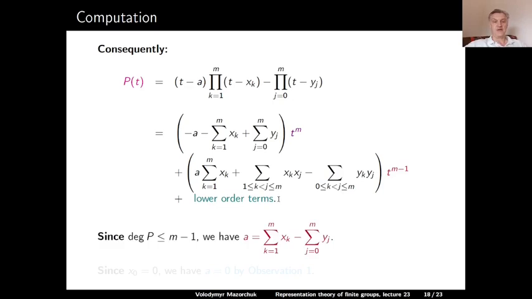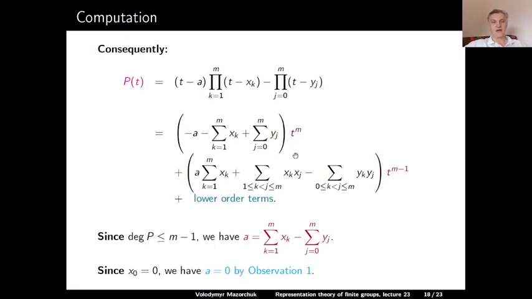We know that the degree of p is at most m minus 1. This means that the coefficient at t to the power m must be 0. So a is equal to the sum of all xk's, k from 1 to m, minus the sum over all yj's, j from 0 to m. But we also know that x0 is 0, so we can start from 0 here. And by observation 1, the sum of all xi's is equal to the sum of all yj's. So a is equal to 0.